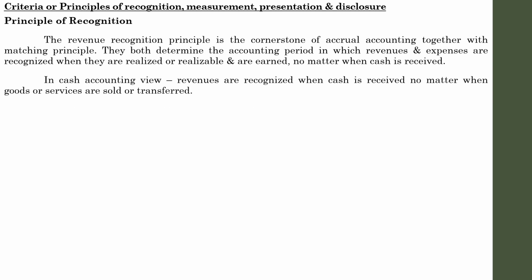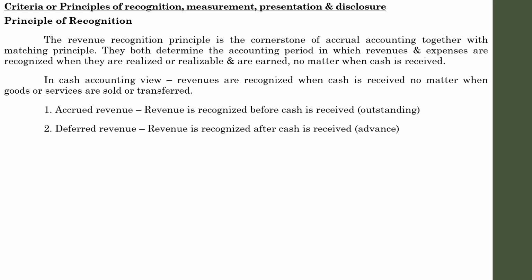The cash can be received in an earlier or later period than when obligations are met. Obligations are met means whenever there is an exchange of goods and services. And when related revenues are recognized, that results in the following two types of accounts. One is accrued income, another is deferred revenue or deferred income. Accrued income means revenue is recognized before cash is received. That means the goods or services might have been exchanged or provided, but the payment was not made. That is known as accrued revenue, and it is simply known as outstanding revenue.